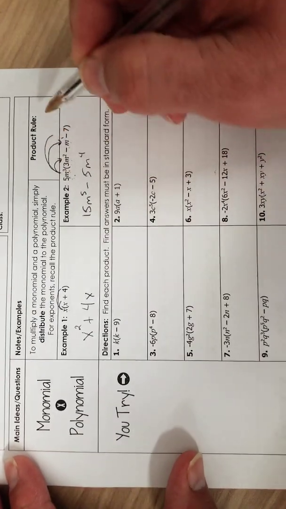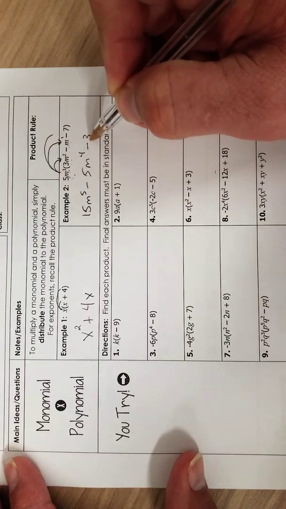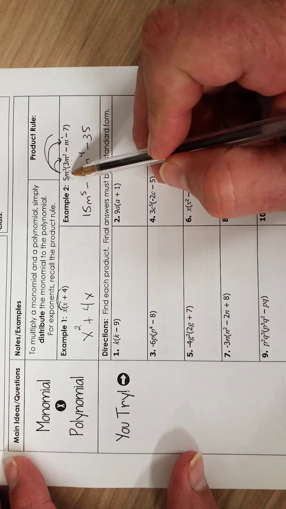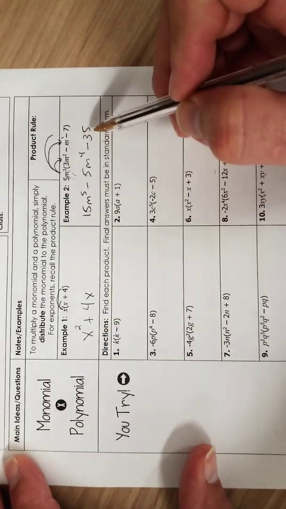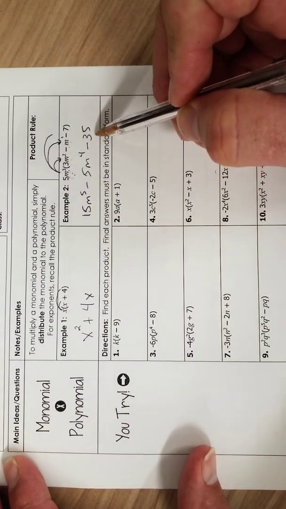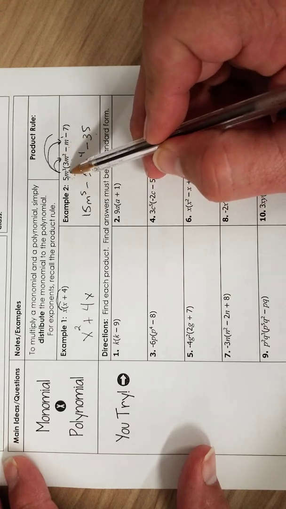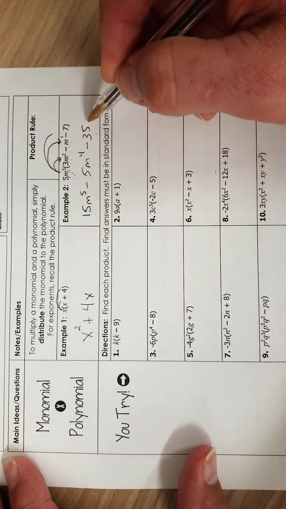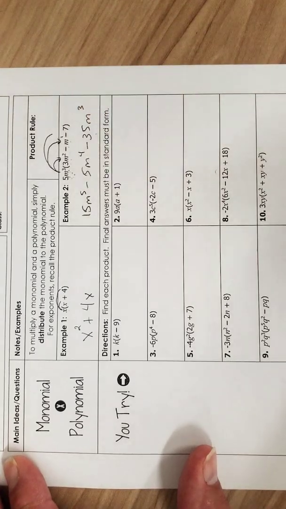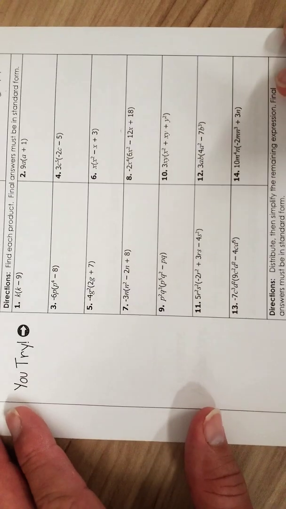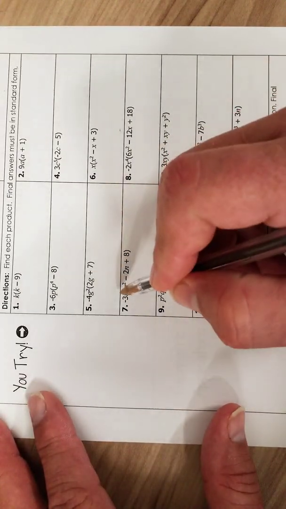And then I'm going to do this. 5 times negative 7 is negative 35. Now, you can't forget to bring along the variable with this. Students will stop here at negative 35 and forget that it wasn't 5 times negative 7. It's 5m to the third times negative 7. So you have to bring that m to the third along with it. Okay? So just some examples here.